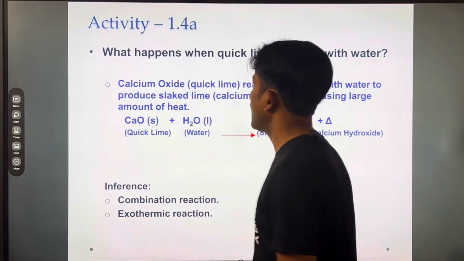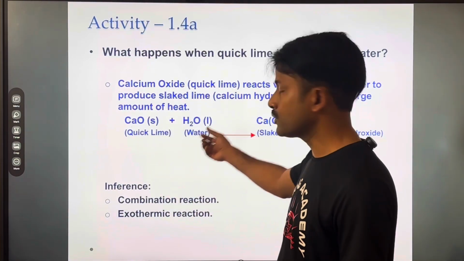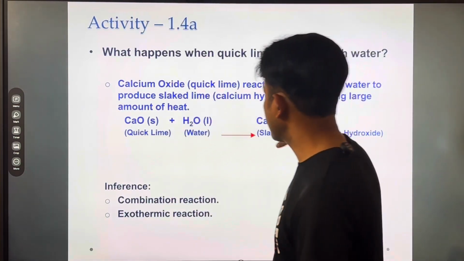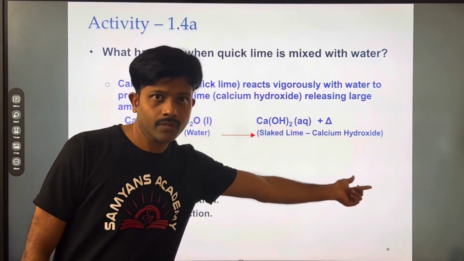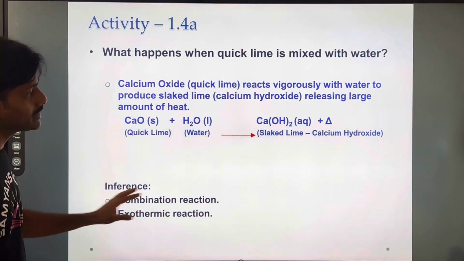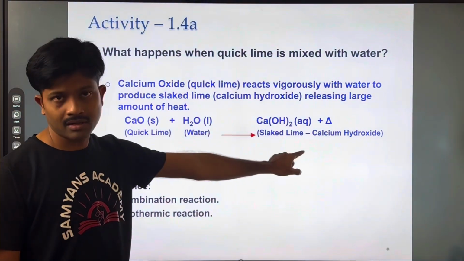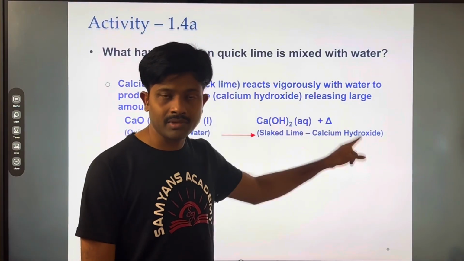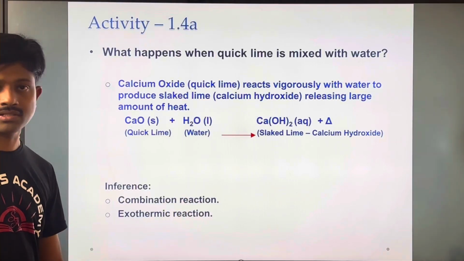And the next activity, we have here activity 1.4. In this, we are taking dry calcium oxide powder. To this we are adding water, and the calcium oxide and water combine and form calcium hydroxide. What is that? Slaked lime, right? You will get slaked lime, and along with it some heat is also liberated. This is an example of a combination reaction, and during this reaction some heat is liberated. So this reaction is an example of an exothermic reaction and a combination reaction.